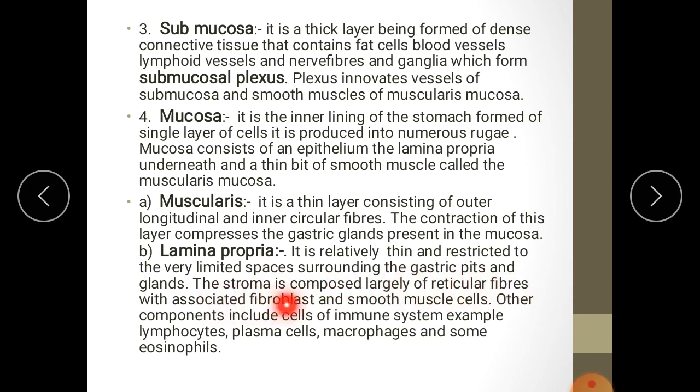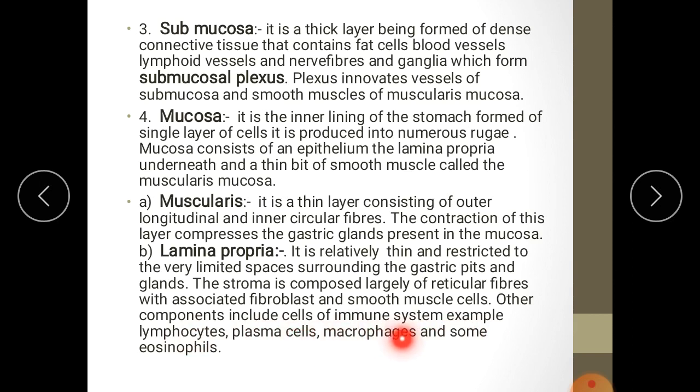The stroma is composed largely of reticular fibers with associated fibroblasts and smooth muscle cells. Other components include cells of the immune system, for example lymphocytes, plasma cells, macrophages, and some eosinophils. All these come under the immune system.